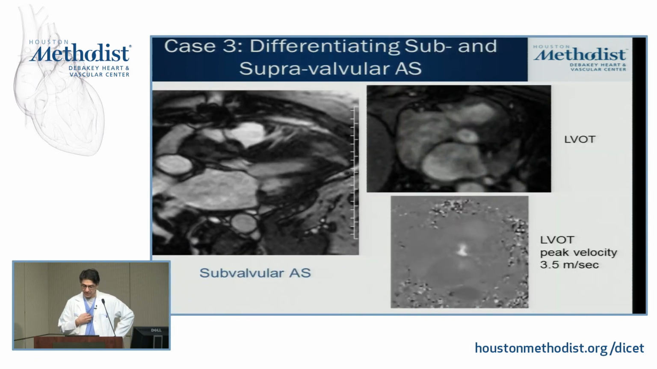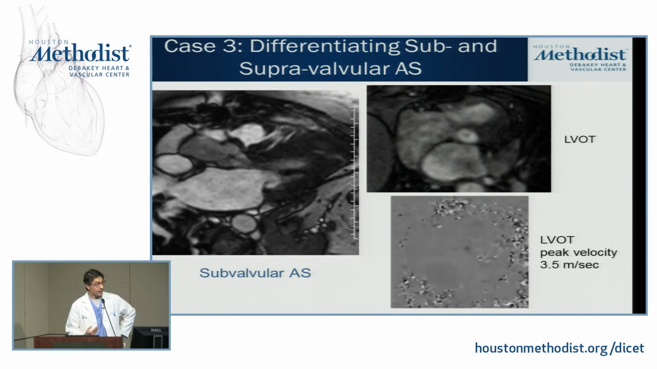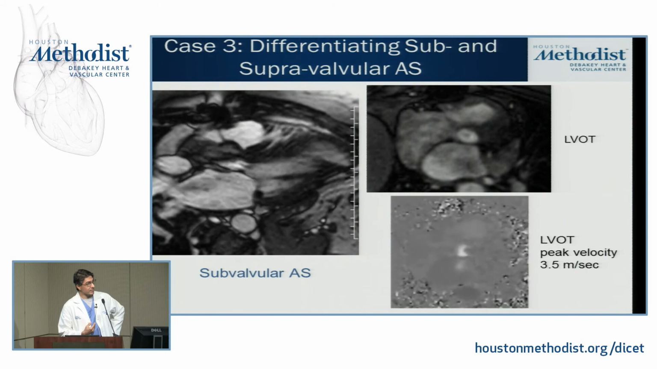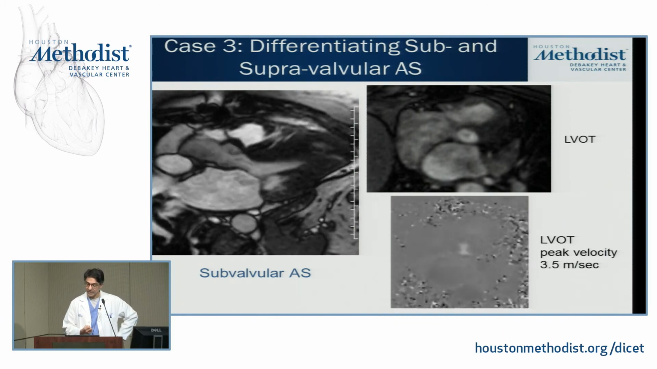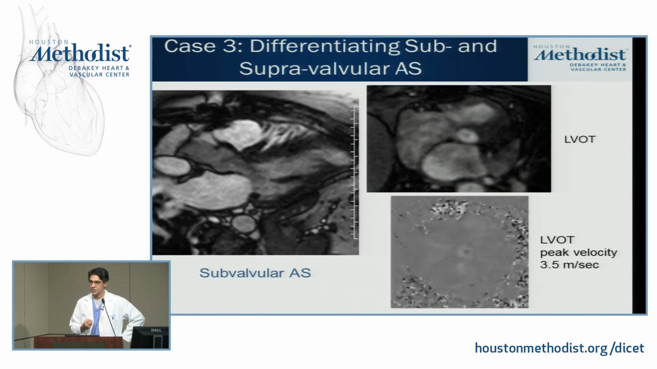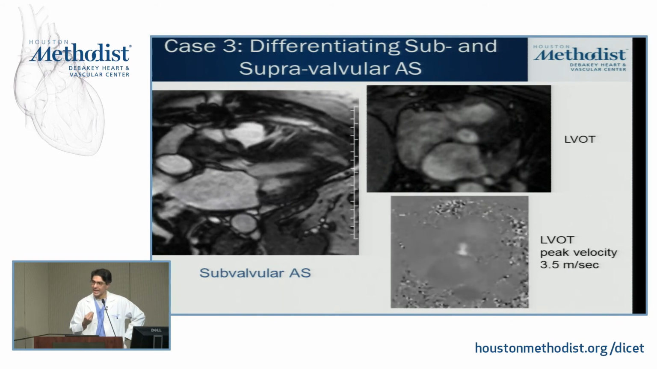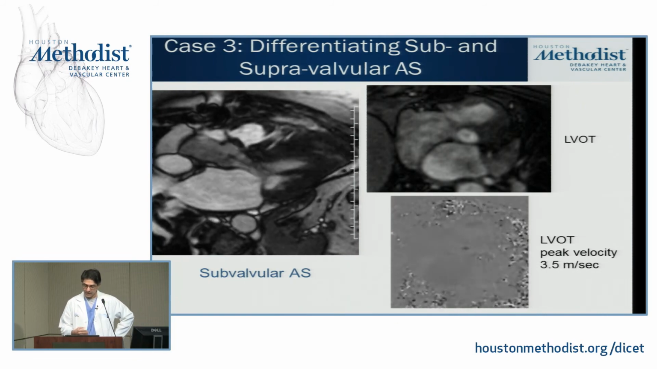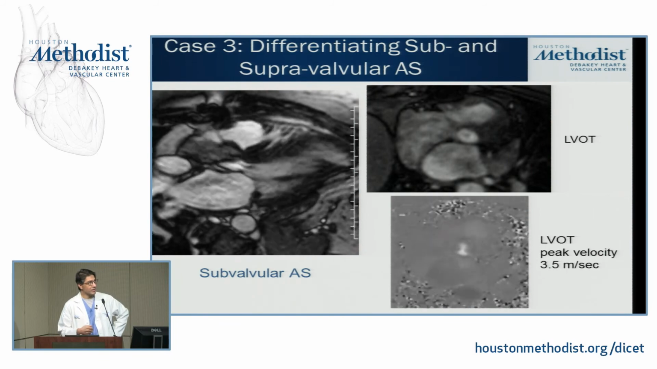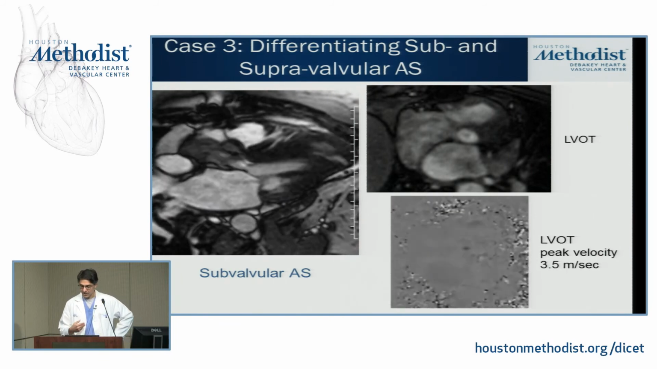So here's just a few more examples of cases that I wanted to show to y'all. Here, if you take a look at the SSFP images, you can see that there is flow acceleration, but if you really pay close attention to that flow acceleration, you'll notice it's not occurring necessarily at the valve level. It seems to be occurring in the LVOT. This was a fantastic case of subvalvular aortic stenosis due to a membrane.